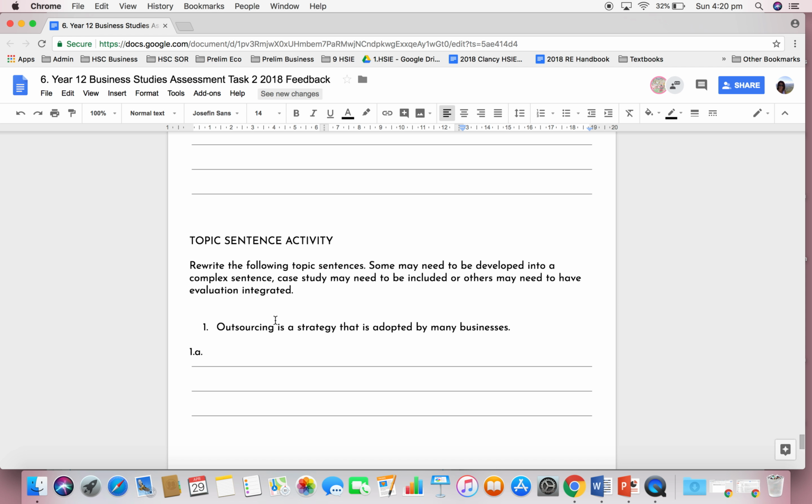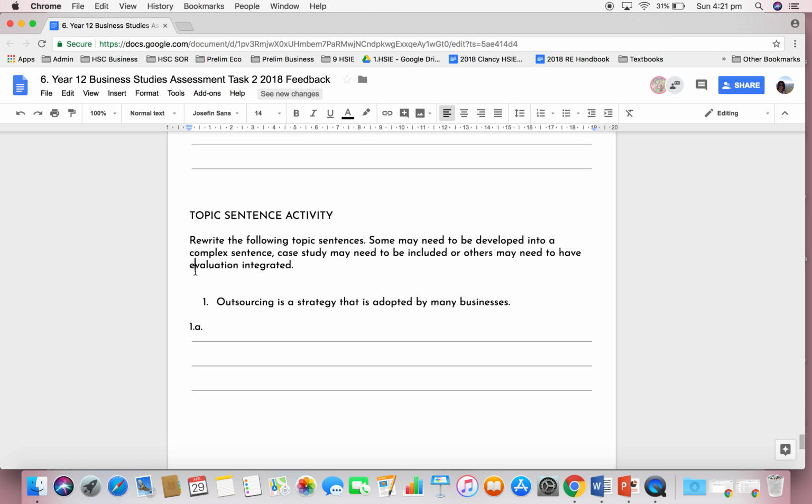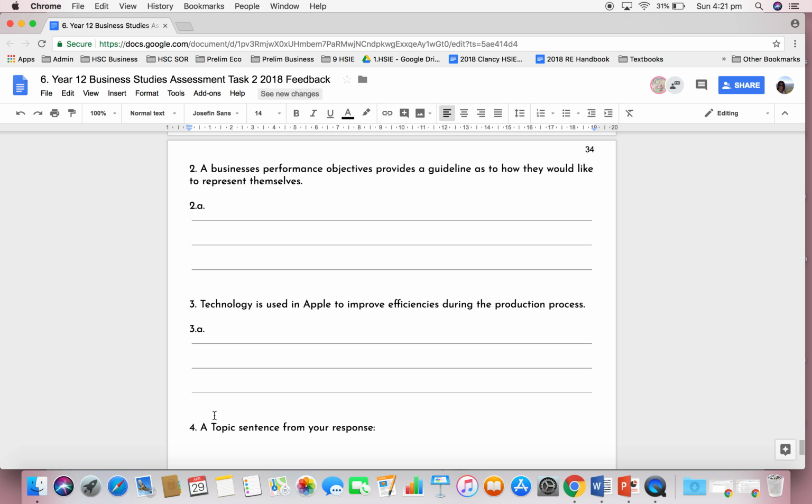So, outsourcing is a strategy that is adopted by many businesses. You need to create a more sophisticated topic sentence. Do you need to turn it into a complex sentence? Probably. Do you need to integrate case study? Definitely. Okay. Could you add evaluation? See how you go. So do the same things for 2 and 3, please, now.